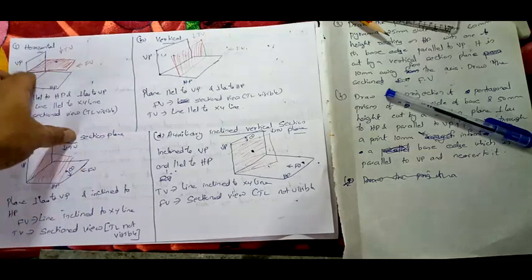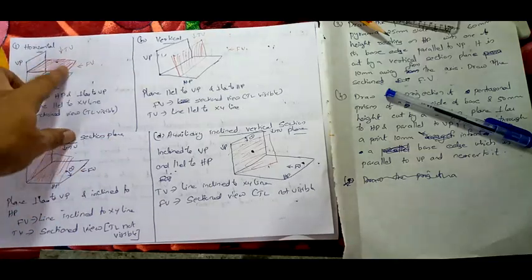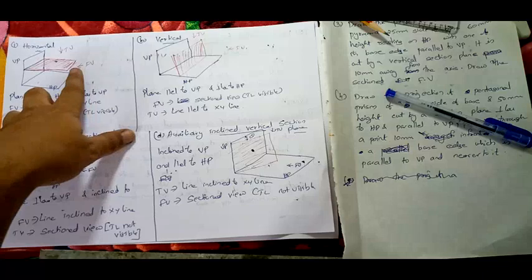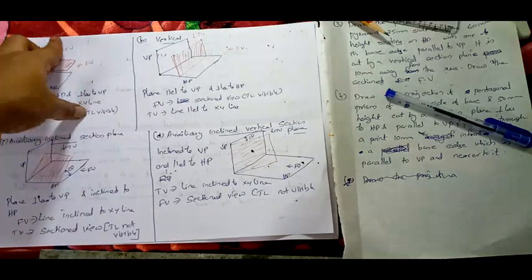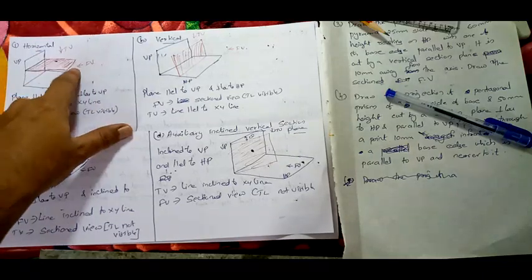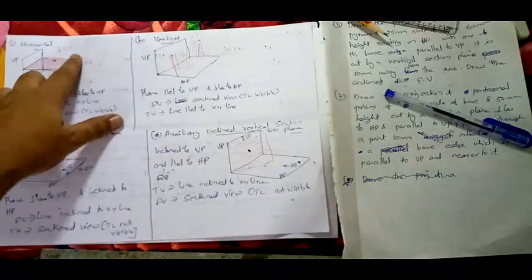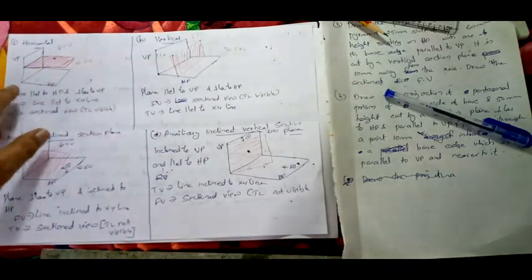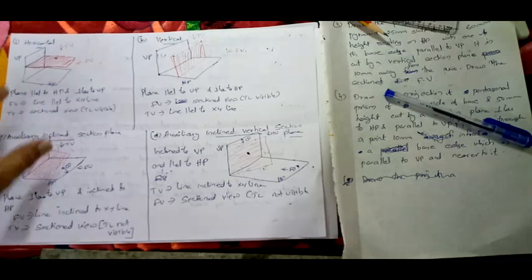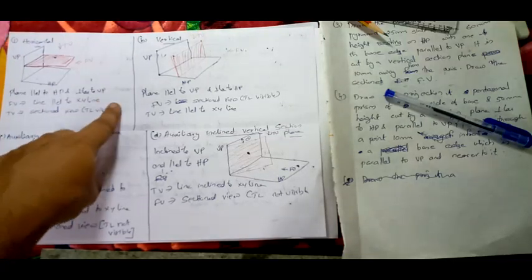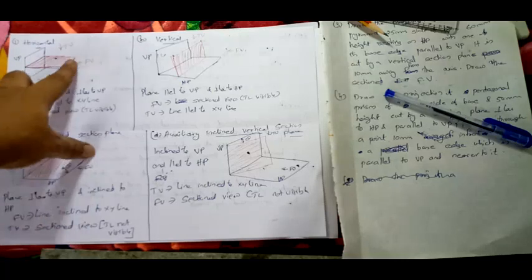This is your HP, this is your VP. This plane is parallel to HP, right? If you look from the front for the front view, and from above for the top view, in the front view you will see this line only. Since it is parallel, you can see this line. So the front view here is a line parallel to the XY line.